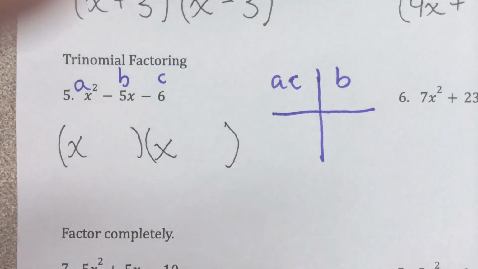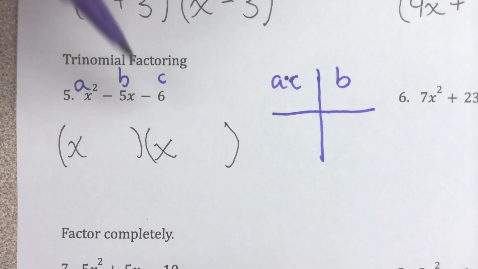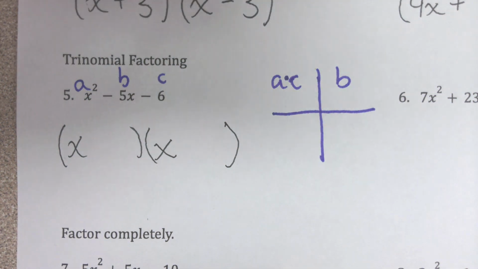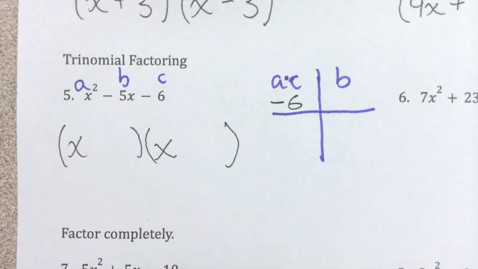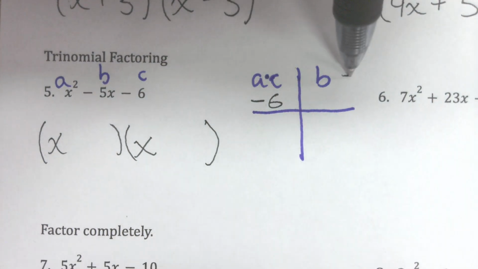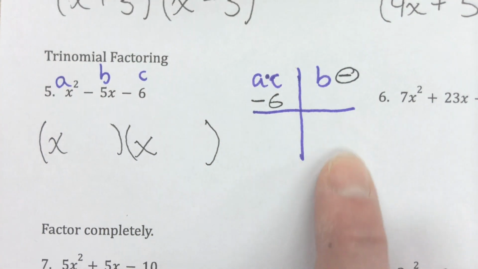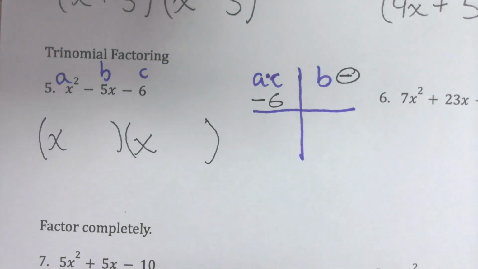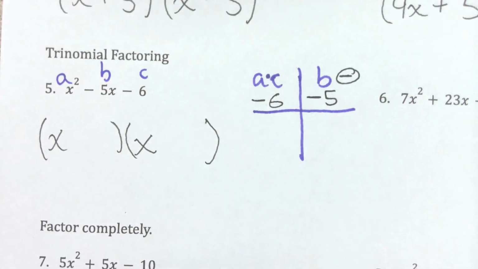And then this is A times C, just to clarify. A here is just 1, so 1 times -6 will give us -6. And since this value is negative, we're subtracting to get this number on the right side. Our B value is -5. This helps take some of the guesswork out of it.